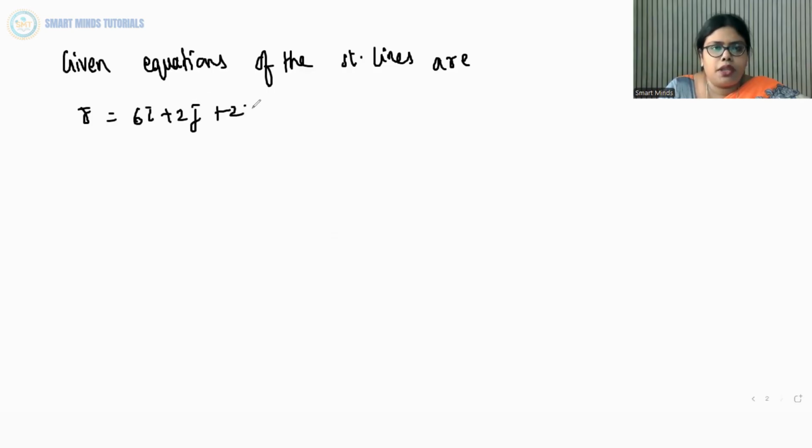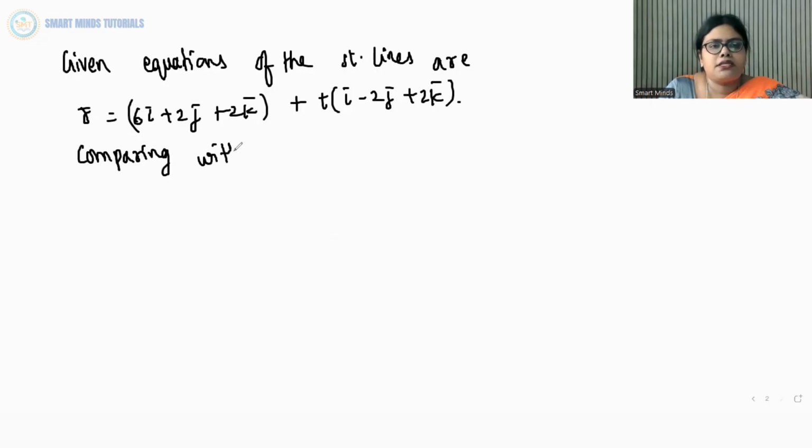Given equations of the straight lines are R bar is equal to 6I bar plus 2J bar plus 2K bar plus T into I bar minus 2J bar plus 2K bar. Now comparing this equation with R bar is equal to A bar plus TB bar. This is the vector equation of a straight line passing through 2 points. A bar plus TB bar. Okay. Now what is the second line?